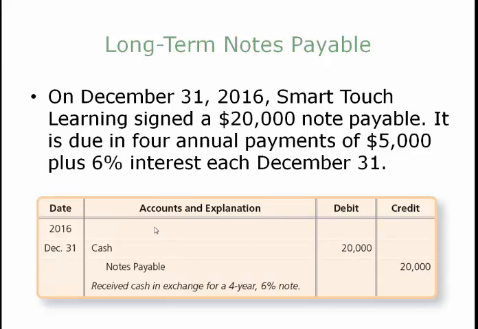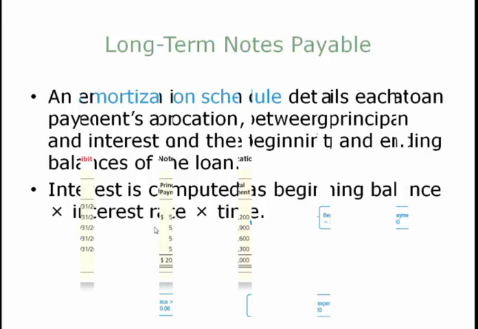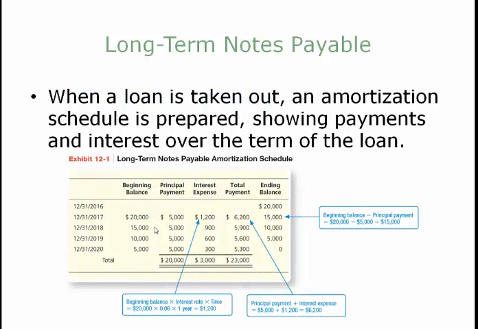When they first took out the note, they put it on their books for $20,000. So you have a debit to cash and a credit to notes payable. I know you're familiar with this part, so we've created a long-term liability. And we have something called an amortization schedule that tells how much a person should pay. It's basically the balance at the beginning times the interest rate times time, and it gives us a breakdown of what the payments are going to be. So let's take a look at an amortization schedule for this.